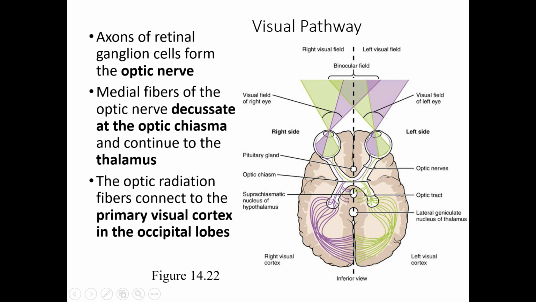occipital lobes, where we have visual cortex. So visual cortex in the occipital lobes. That is your visual pathways that you need to know.